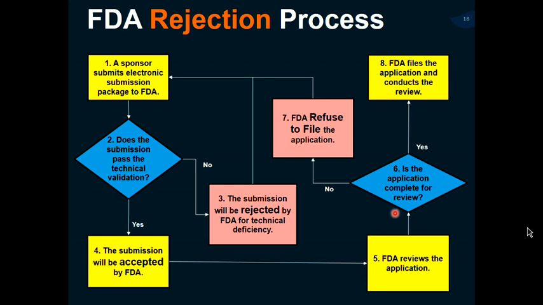If it's not complete, then FDA will refuse to file the application. In that case, the sponsor needs to go through this process again. Once FDA determines that the application is complete for review, FDA will start to file the application and conduct the review.